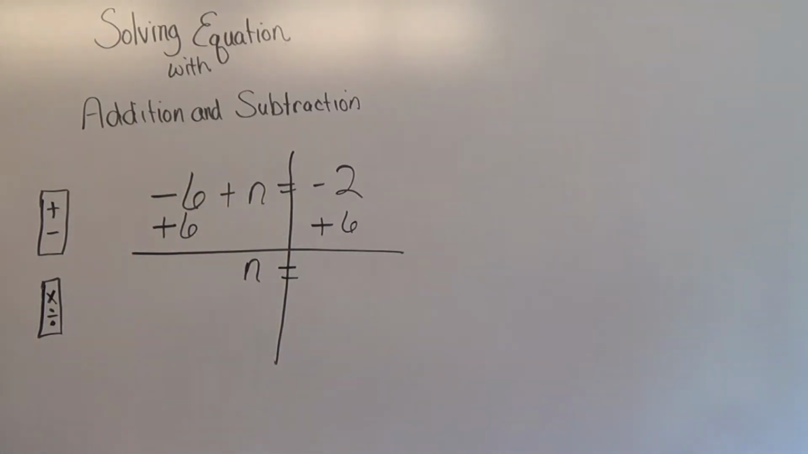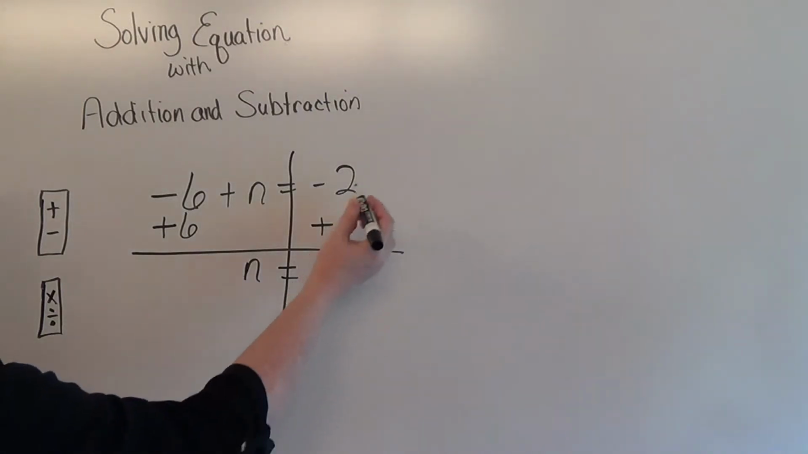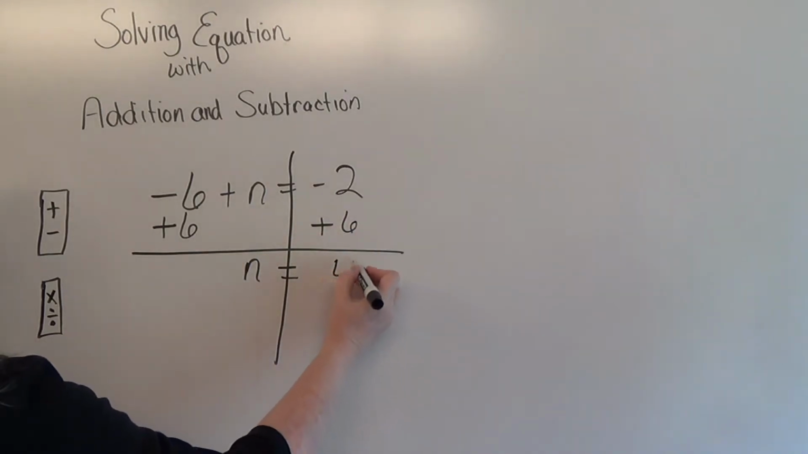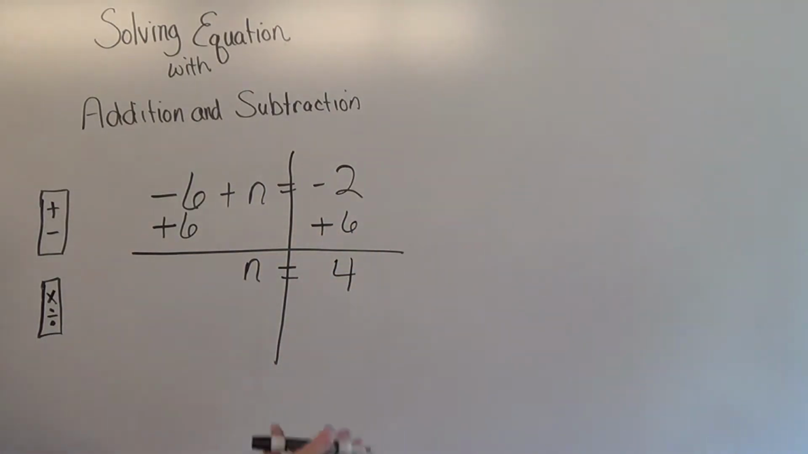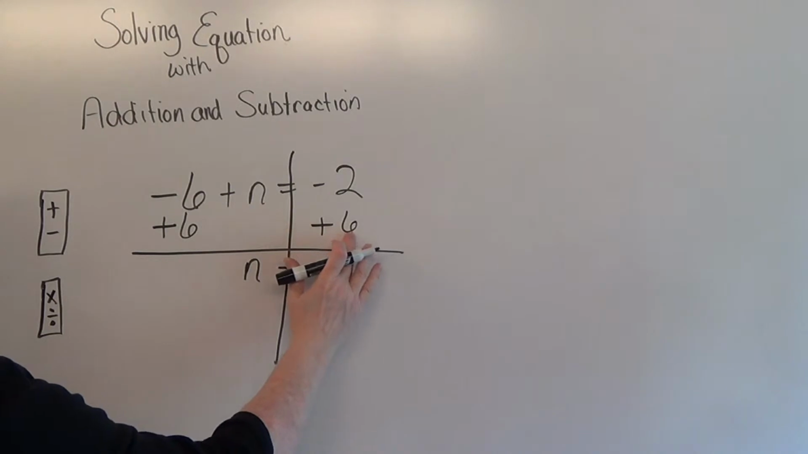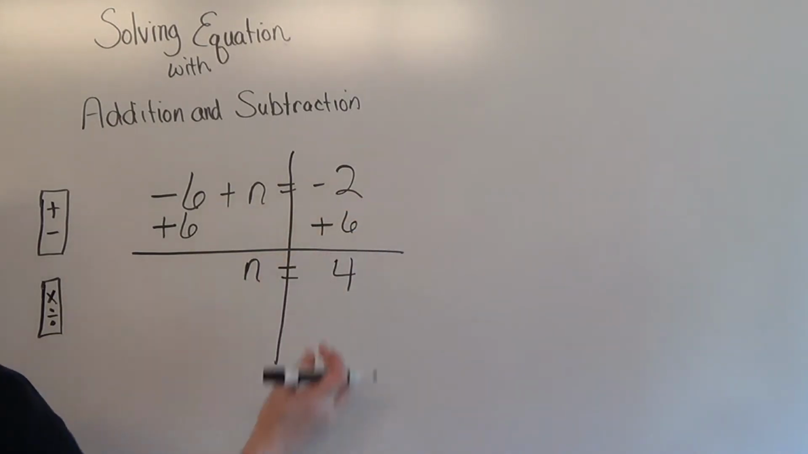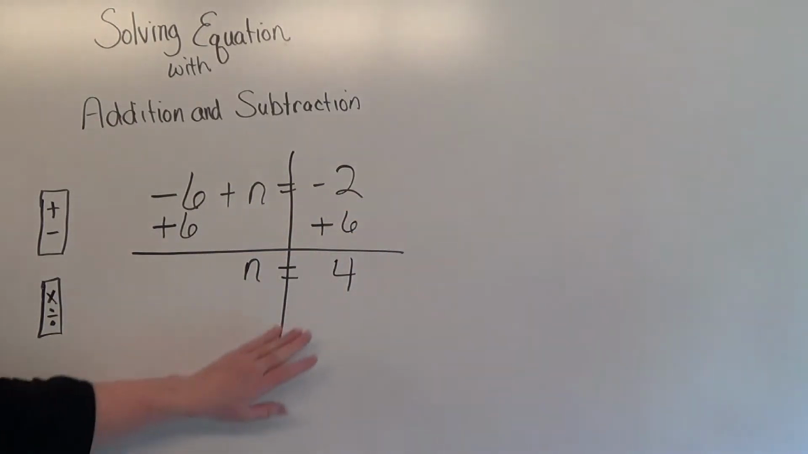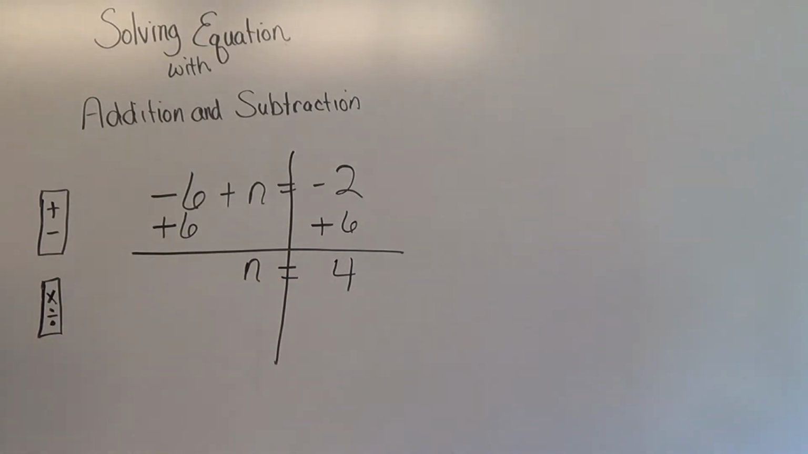Now, I have a negative 2 and a positive 6. Those are different signs, so I have to subtract them. So if I subtract 2 and 6, I get 4, and then I'm going to keep the sign of the number that's bigger. And the 6 is bigger than the 2, so the sign in front of it is positive. I don't have to write the positive sign in front of the 4.